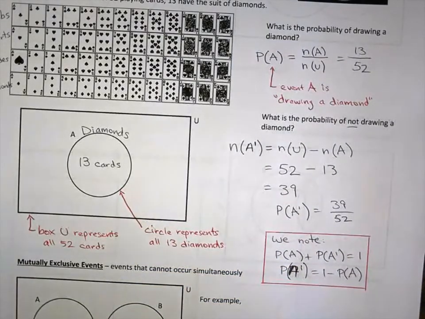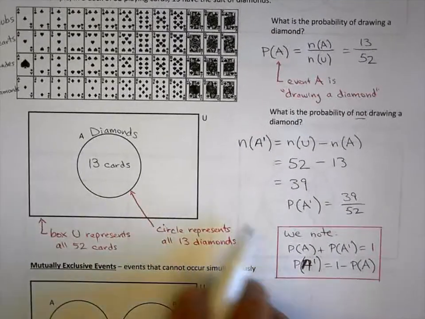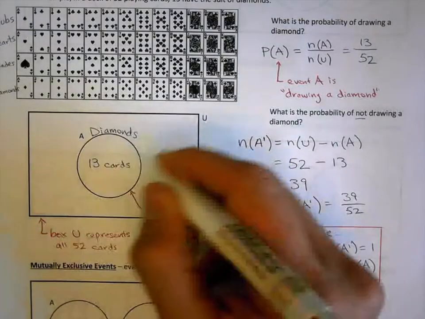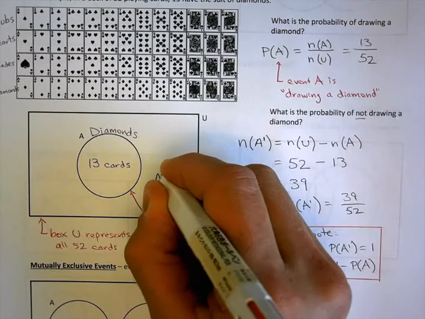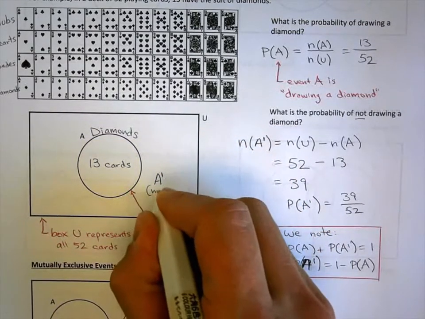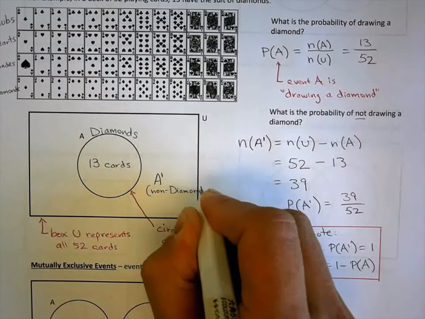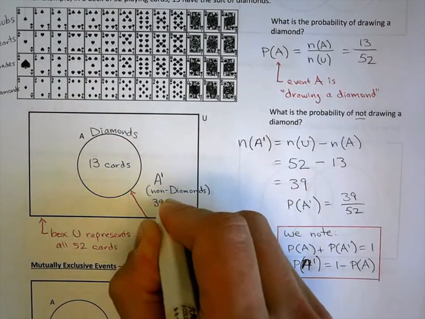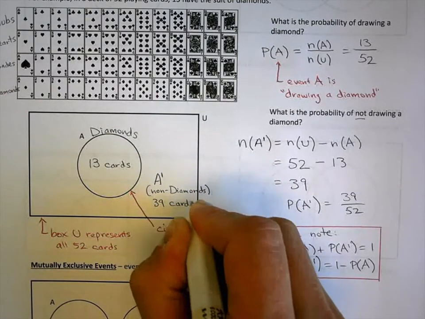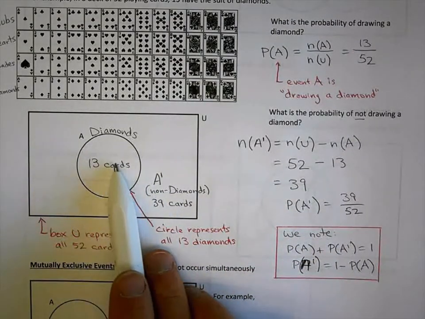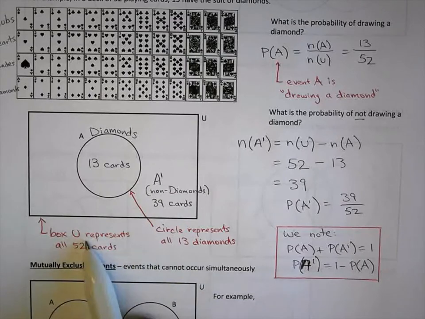Okay. Now, if I wanted to represent the complement on my Venn diagram, it would be here, right? If this is A, then this area here is A complement, which is the non-diamonds. And there are 39 cards here. That's the thing about the Venn diagram. 52 is the total, but I have to add 13 and 39 to get 52.